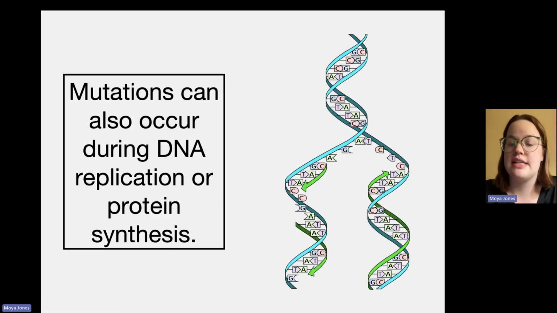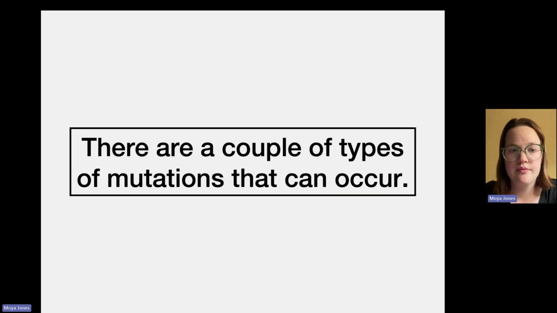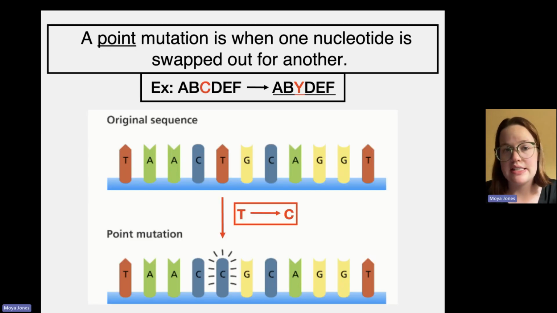Mutations can occur during DNA replication, which is where DNA makes a copy of itself. And mutations can also occur during protein synthesis, which is where the DNA is getting turned into a protein. There are a couple different types of mutations that we are going to learn about. The first mutation is called a point mutation.